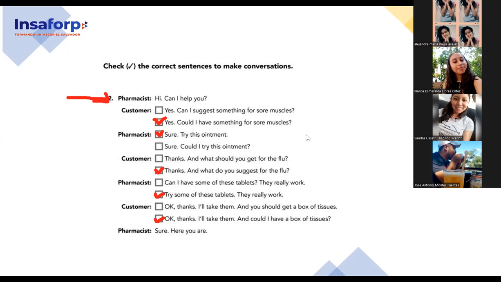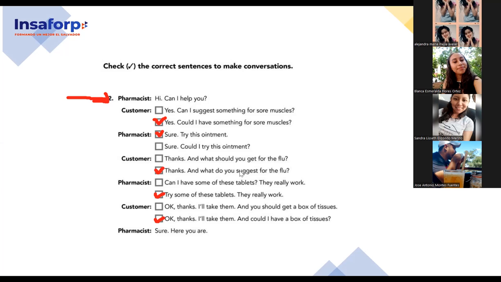Can I help you? Yes. Could I have something for sore muscle? Sure. Try this ointment. Thanks. What do you suggest for the flu? Try some of these tablets. They really work. Oh, thanks. I'll take them. And could I have a box of tissues? Sure, here you are. What do you suggest?